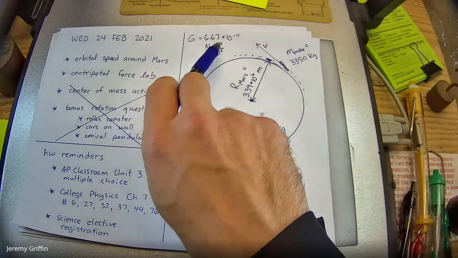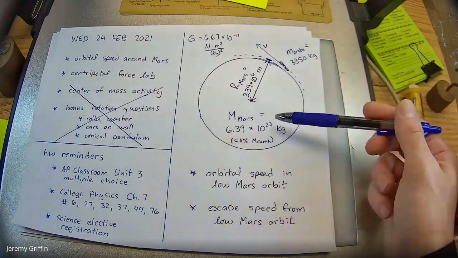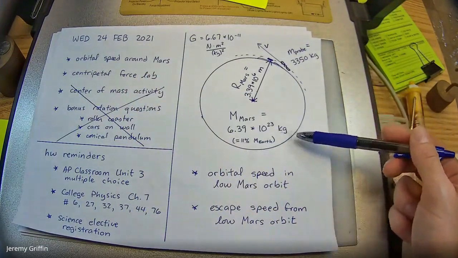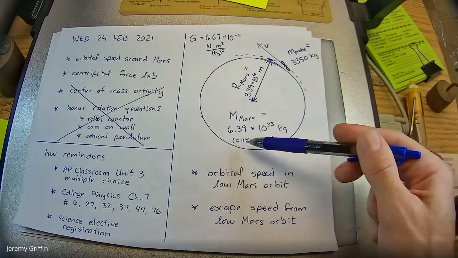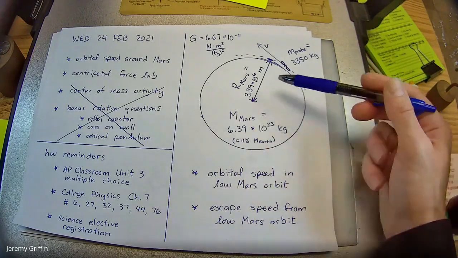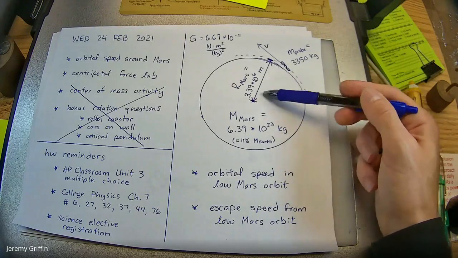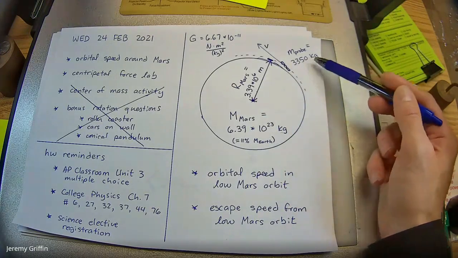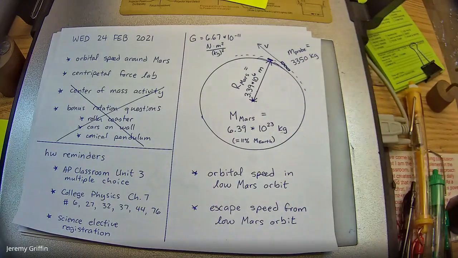Here's what we've got. We've got the universal gravity constant right here. We've got the mass of Mars, this number, which is parenthetical here, about 11% of the mass of Earth. Here's the radial size of Mars, and maybe I've got this probe, and here's the mass of that probe. Who figured it out? Jared, how fast? About 3,500 meters per second? That sounds right.